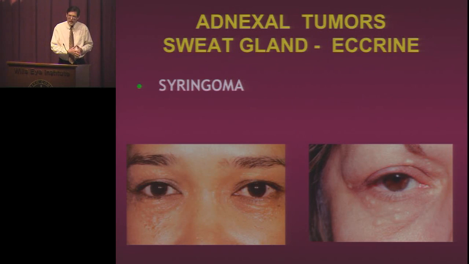Adnexal tumors are not as common as epithelial tumors. Adnexa are the things that start underneath the skin but push up through the skin, like the sweat glands, the hairs, and things like that. Syringomas are multiple little eccrine glands. They're very hard to treat. They leave scars. You can't remove them. They're down underneath the skin. They're really in the dermis or subdermis area.